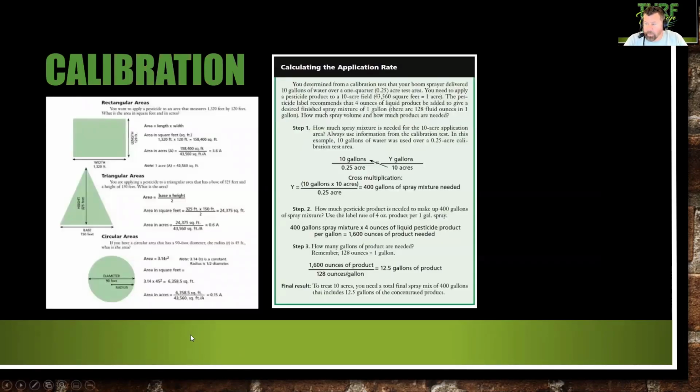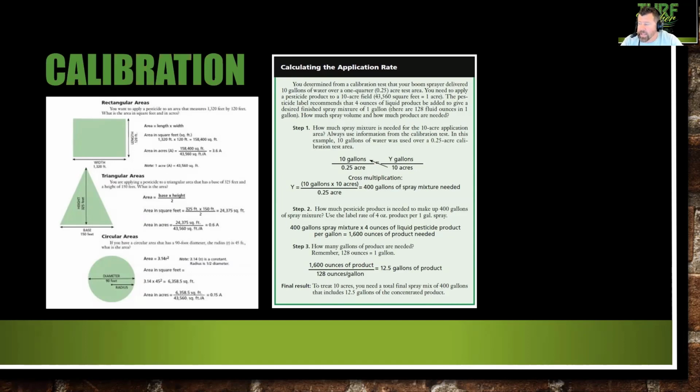Here we have our basic shapes for figuring it. I'm not going to go over that. That's pretty much how we do it. We're doing length by area. If we've got rectangular yards, we have had some backyards that are circular. So there's the square footage, and how to calculate the area of a circle. But I do like this math problem here, calculating the application rate.